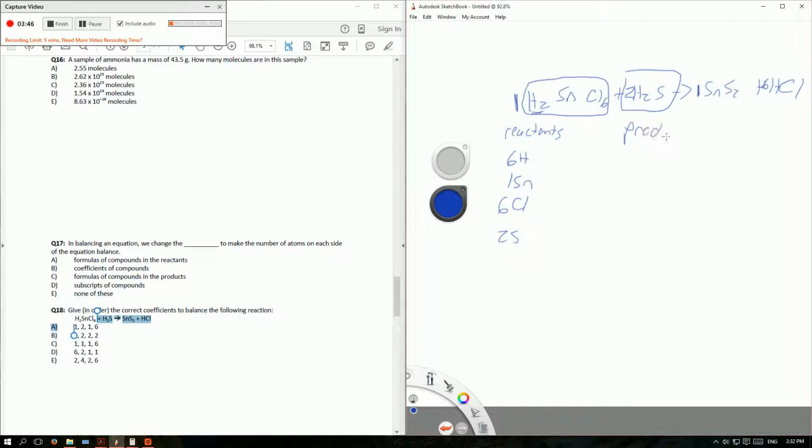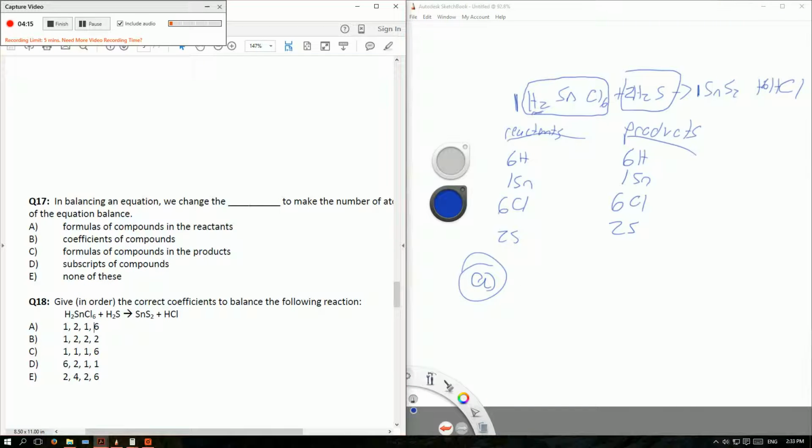And the products, we'll look at the same thing in order here. So we have 6 hydrogen in the reactants. Over here we have 6 in front of the HCl, so 6 H's. That means we have 6 Cl, and then we come over here. So 1 times 1 is 1 Sn, and 1 times 2 sulfurs is 2 sulfurs. So in this case, it happens just to be the very first set of coefficients.